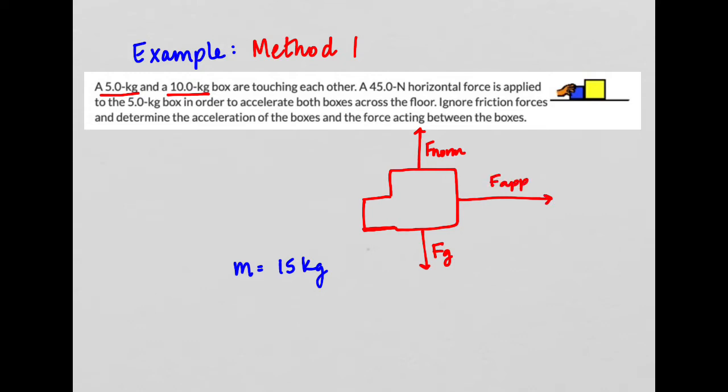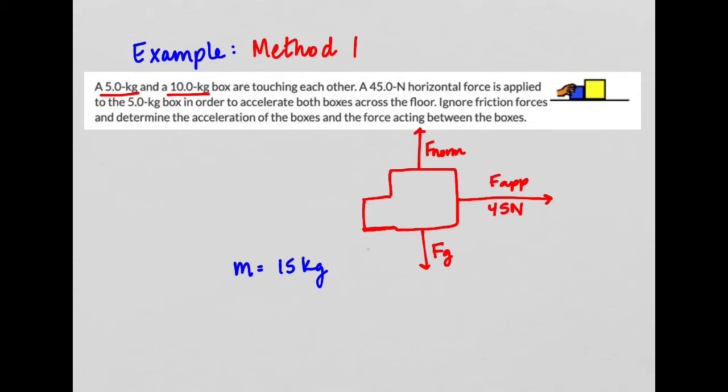And it's on the whole system now. We're not breaking it up into two boxes. Now it's on the entire system. Okay, so we would draw it like this. This would be the free body diagram for this singular object that we're moving. And we can actually give this one a value. We said this was 45 newtons.